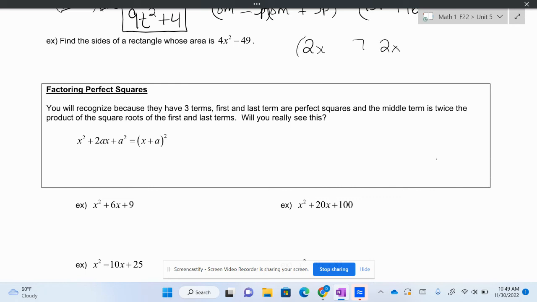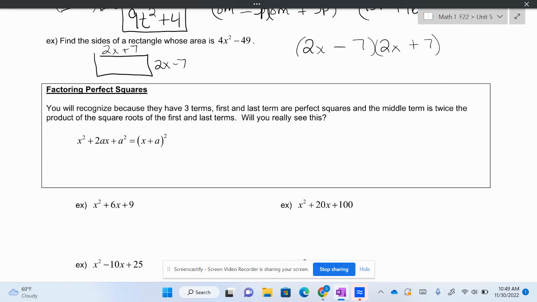49 is made with a 7 times a 7. Join one with a plus and one with a minus. So find the sides of the rectangle. Well, the first one is going to be 2x minus 7, and the other side is 2x plus 7.